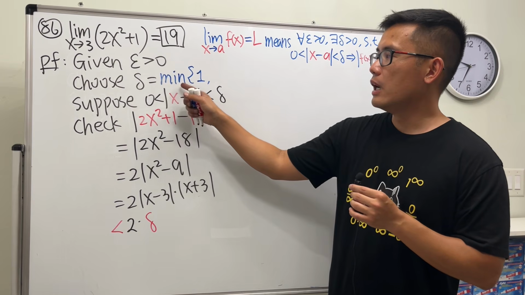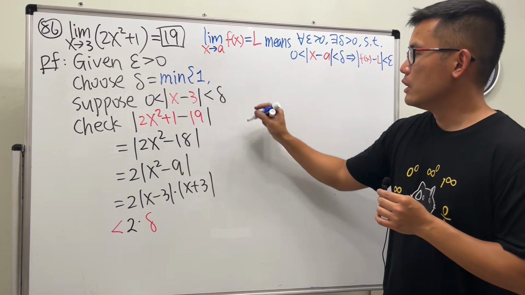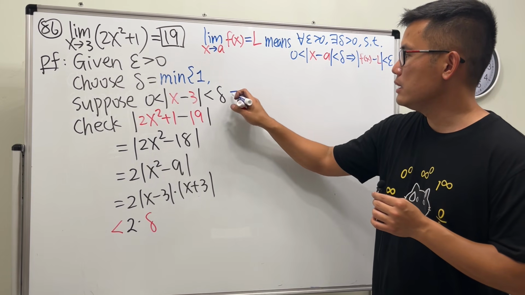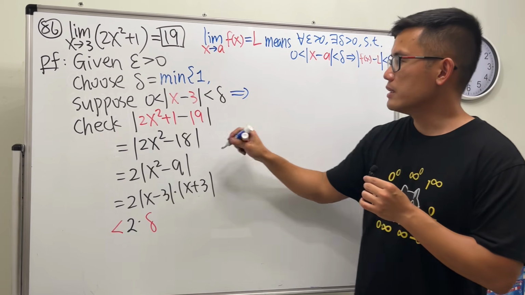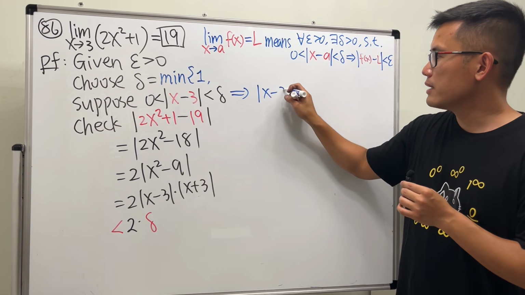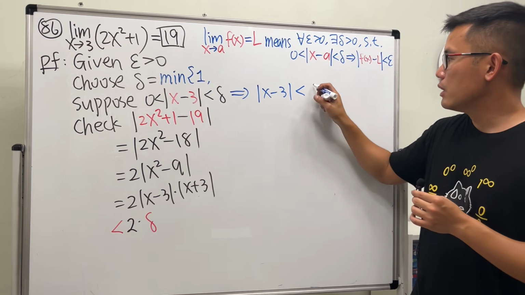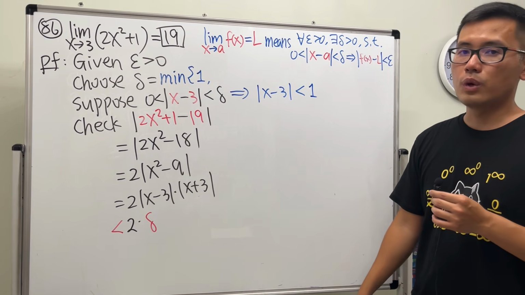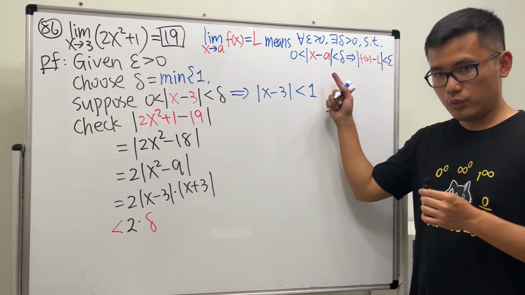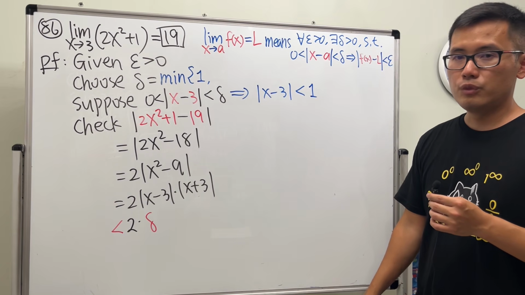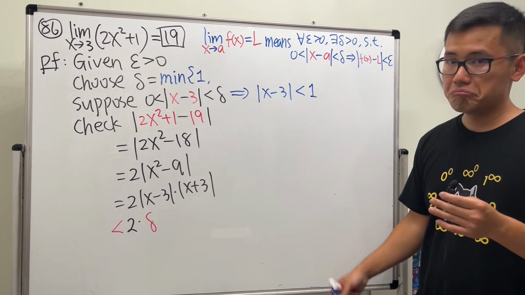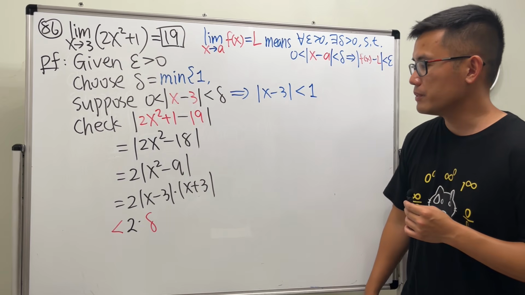The moment that we have the 1 right here, we are allowed to come here and say, because delta, we have this 1 that we can use. So look at this inequality, just this side, and we can say absolute value of x minus 3 is less than this number that we put down earlier. We put down 1, so we can use 1. We put down 1 over e, you use 1 over e. You want to put down square root of 17, up to you.